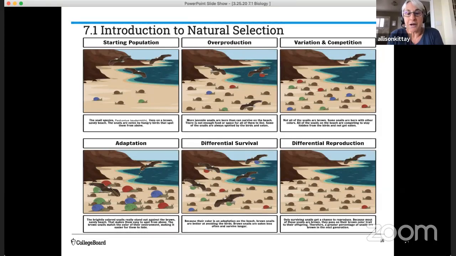The differential survival piece comes into play when, because of their color, the brown snails are better at avoiding the birds, and since they're eaten less, they can reproduce more. And in the final image, you can see that that brown sandy beach is mostly inhabited by brown snails. That means that they had a higher fitness and were able to survive and reproduce much better than the other variations in the population.